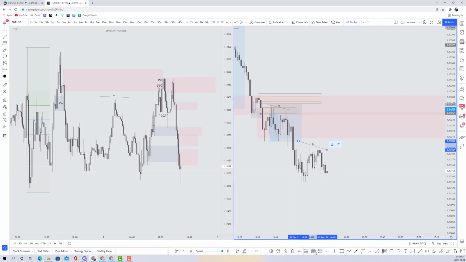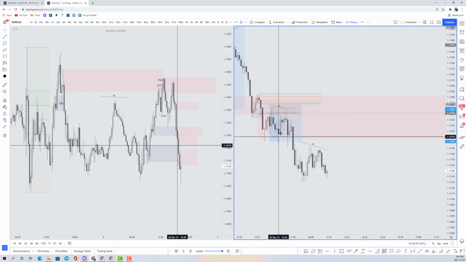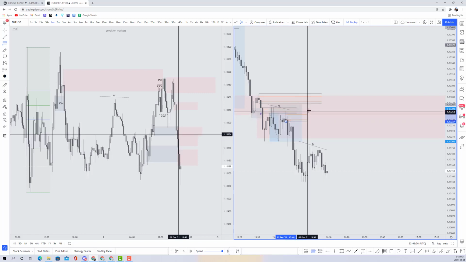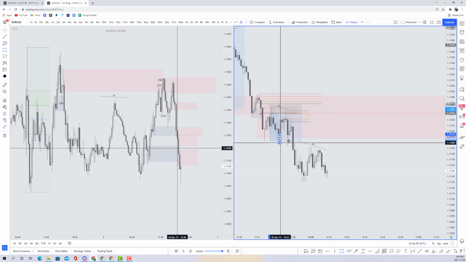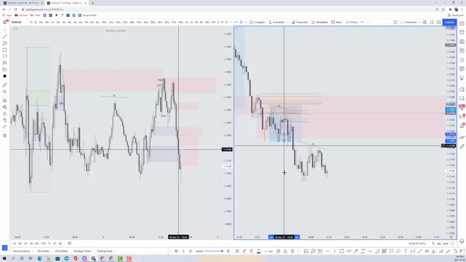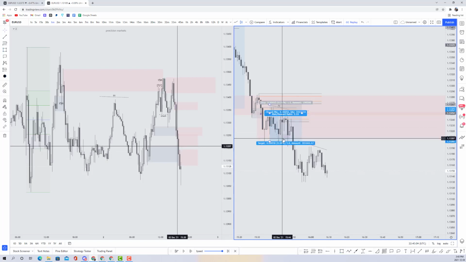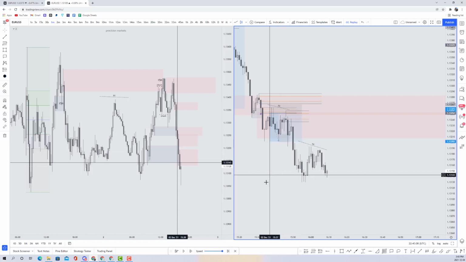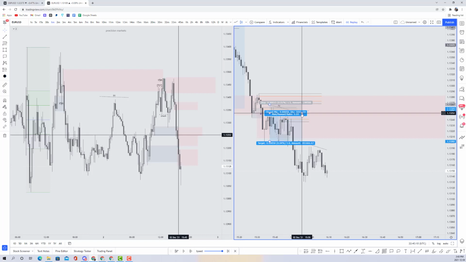If you really want it to be a little on the sketchier side, you could take another scale in off there. Reason being is you had another demand here, and you really didn't have any kind of interaction between buyers and sellers. You can see price came right through, so you'd put it on the extreme doji.